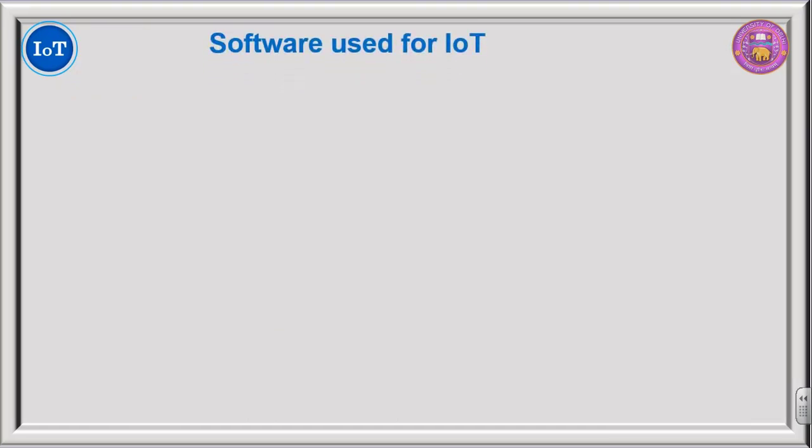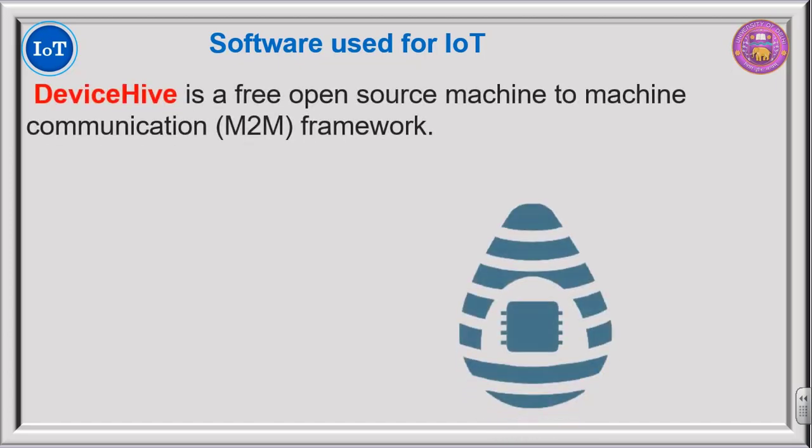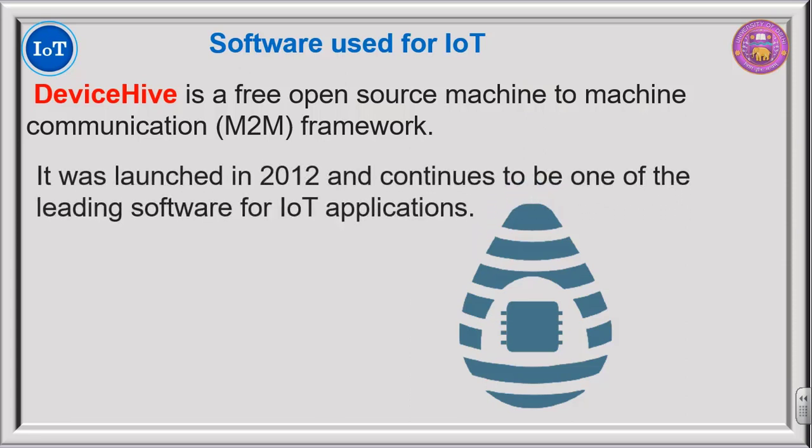Software used for Internet of Things. Device Hive is a free open source machine-to-machine communication M2M framework for application development. It was launched in the year 2012 and continues to be one of the leading software for IoT applications. This is the application development platform.